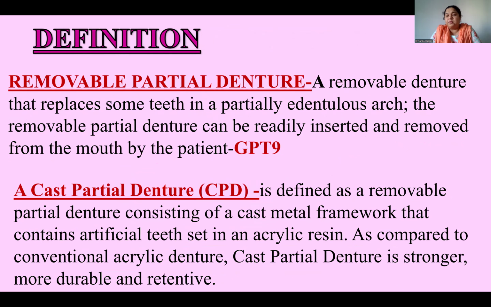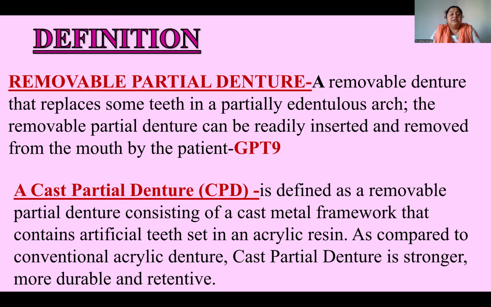Now, before we proceed to the classification and everything, I would like to say what the definition is. A removable partial denture is a removable denture that replaces some teeth in a partially edentulous arch. It can be readily inserted and removed from the mouth by the patient. Anything the patient himself can remove and place is removable. Fixed, you cannot remove.